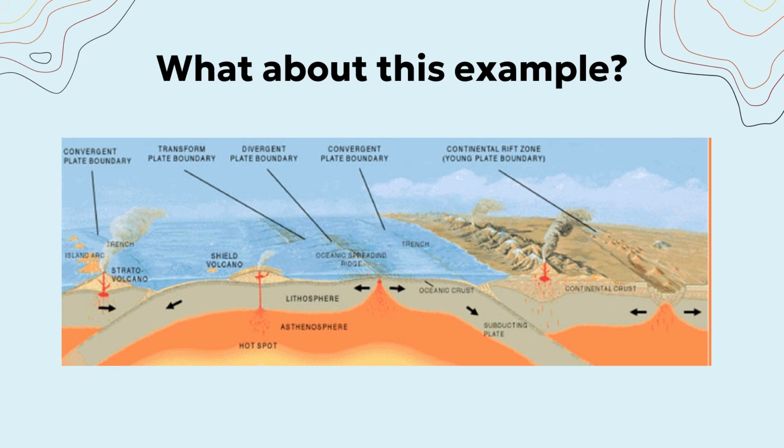So this example is actually an example of multiple different types of boundaries, all of which we talked about today. I'm going to go through this right to left, and I'm going to start over here. You can see that the first one is a continental divergent boundary, or a rift zone.